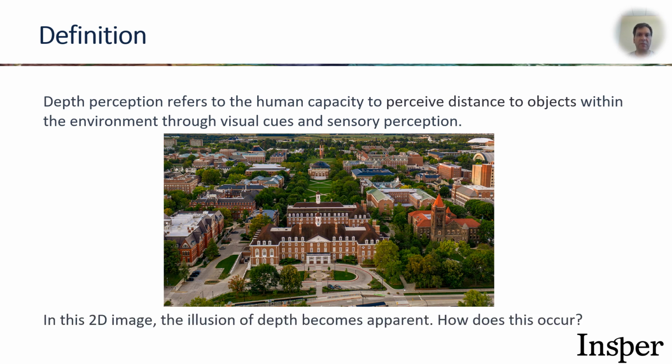In this 2D image, the illusion of depth becomes apparent. How does this occur? Well, in fact, several things are occurring, such as the image pattern converging towards the vanishing point, our understanding of architectural elements, the proportion of trees in the foreground compared to those in the background, among other effects.